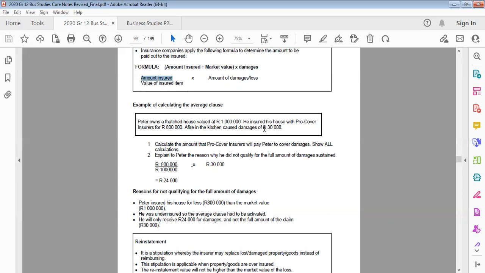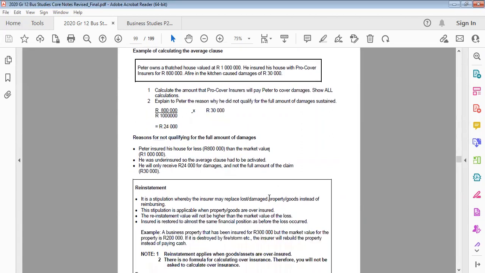That is basically the amount of damages that is due to the insured if they covered 100%. But because they're underinsured, we need to do a calculation to see how much the insurer must pay out to the insured. Okay. So there you do the calculation, that is the 30,000, the amount of damages. Do the calculation there, you get 24,000 rands. Okay, this amount must be paid by the insurer to cover the damages.